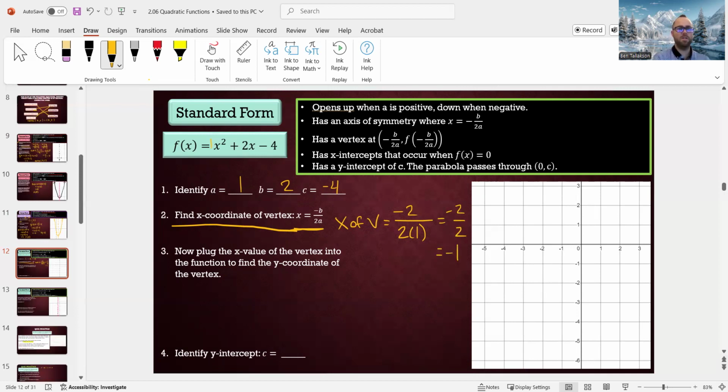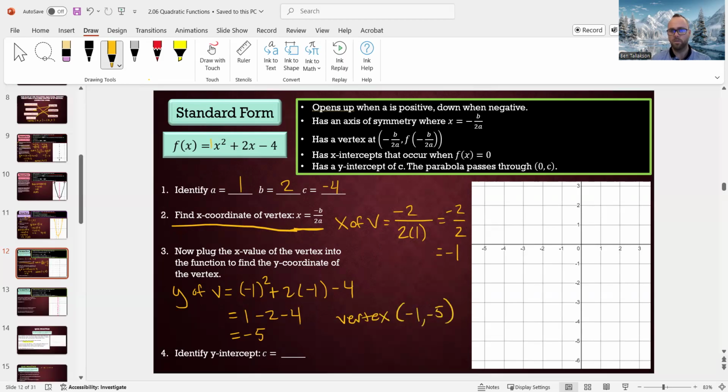Okay, just like we always do, it's time to plug that x value back into our function to find the y value of the vertex. Let's see, when x is negative 1. Negative 1 squared is positive 1, minus 2, minus 4. Well, that's basically 1 minus 6, which is negative 5. So our vertex is at negative 1, negative 5. Interesting.